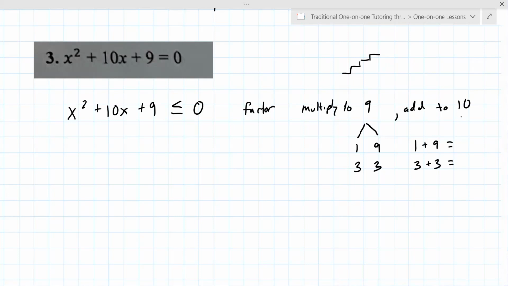Which of these numbers adds to 10? Which one of these numbers adds to 10? Over here on the right. I'm literally asking you, Sourish, what is 1 plus 9? 1 plus 9, yeah, it's 10.